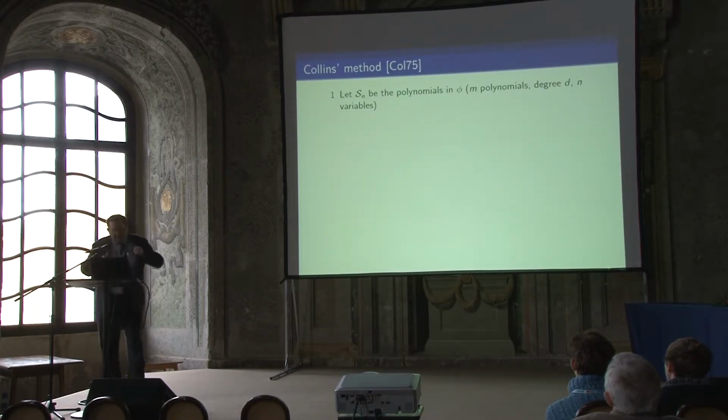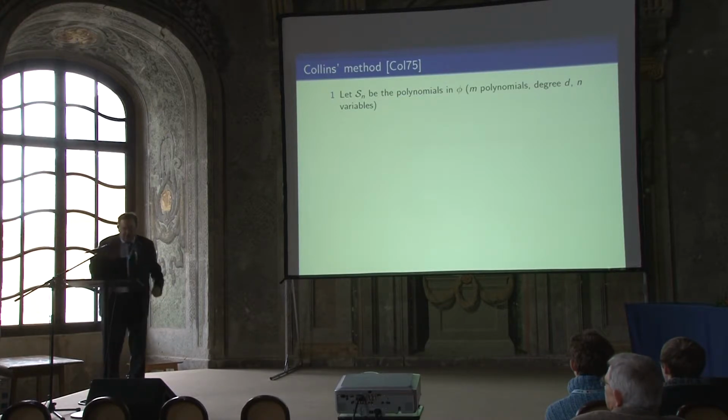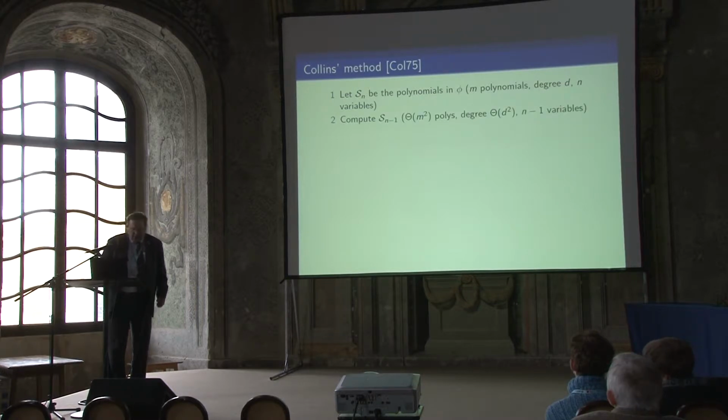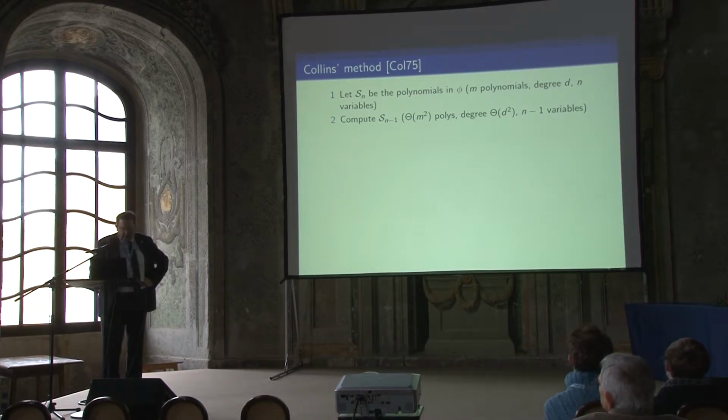Collins in 1975 produced an alternative method. So phi is my statement in variables x1 through xn. Let Sn be the set of all the polynomials involved. And let's say that's got m polynomials, degree at most d, and of course n variables. And then Collins said, from that, produce a set S(n-1), which will be in n minus 1 variables. They'll be proportional to m squared such polynomials that have degree d squared.